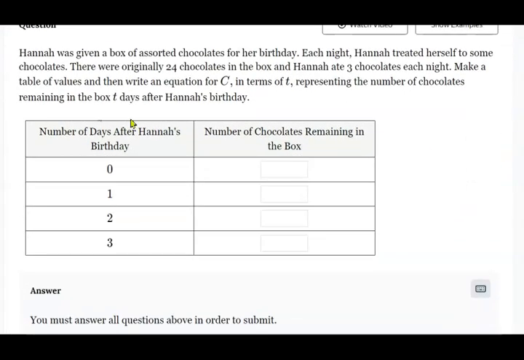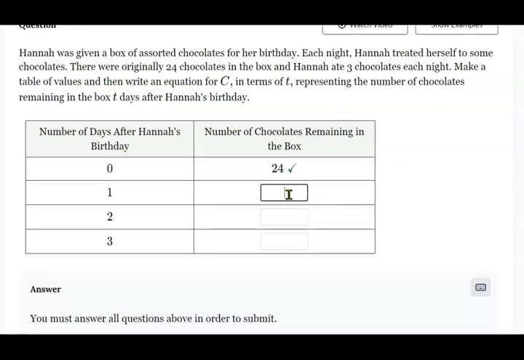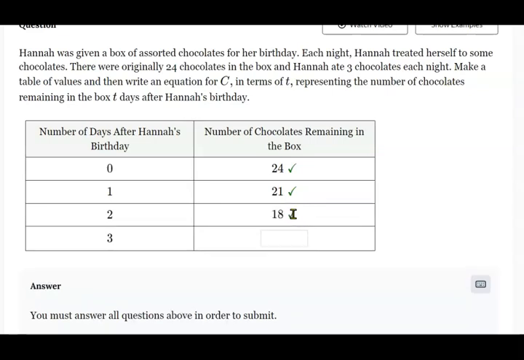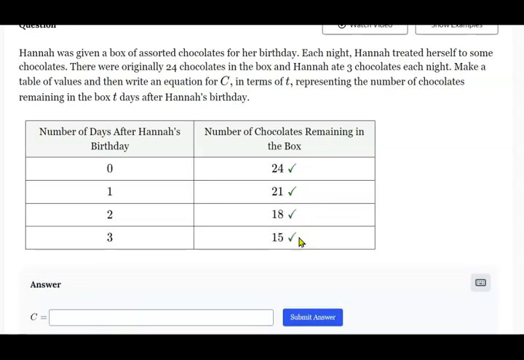Again, you'll be told in the story here the initial value. So Hannah was given a box of assorted chocolates. Each night Hannah treated herself to some chocolates. There were originally 24 in the box, so we start with 24. And she ate 3 chocolates per night. So then 21, and you take away, and 18, and then take away 3 more, 15.